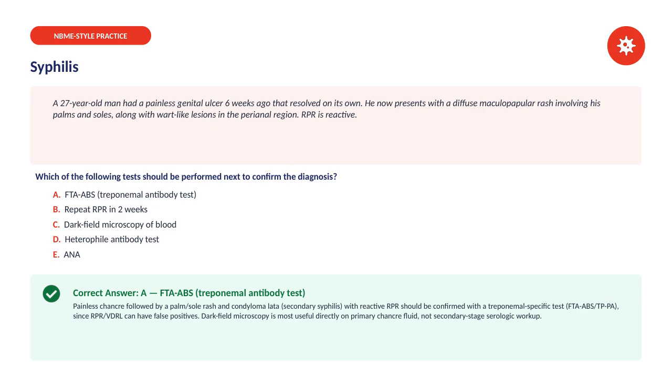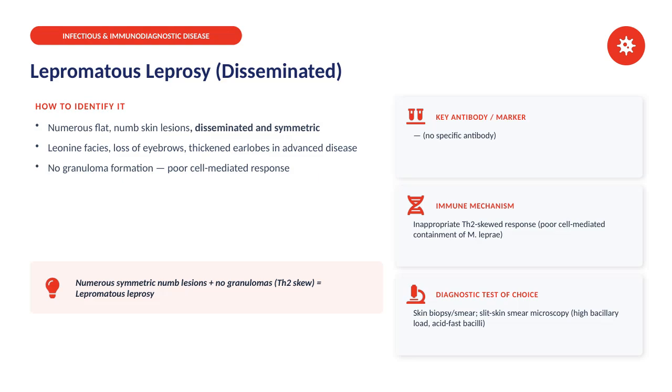Dark-field microscopy is useful in the primary stage, especially to visualize spirochetes directly from the chancre, but it's not helpful at this secondary stage. Other tests listed, like the heterophile antibody or ANA, do not relate to syphilis diagnosis, so the best next step after a positive RPR here is to perform the FTA-ABS.